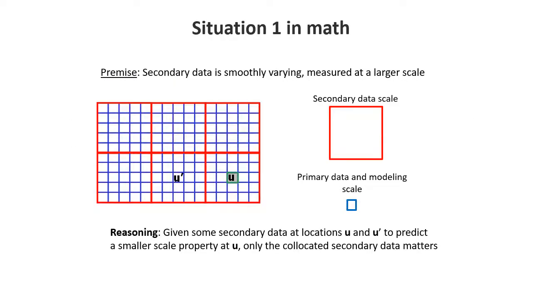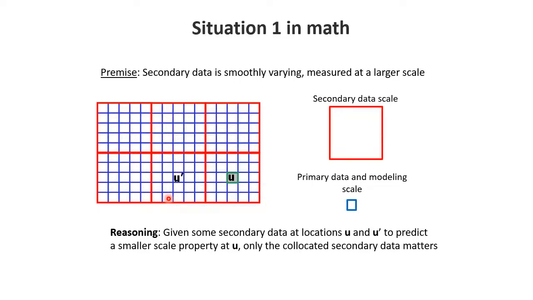Okay, let's now work gradually towards a mathematical expression of what this all means. So here we say the situation one is that secondary data is smoothly varying, but it's measured at a larger scale, for example, and primary data is measured at a much smaller scale. This situation is explained here in the same way. So we have the red data, which has constant values, say in the squares, and then the blue variable is varying in those individual squares.